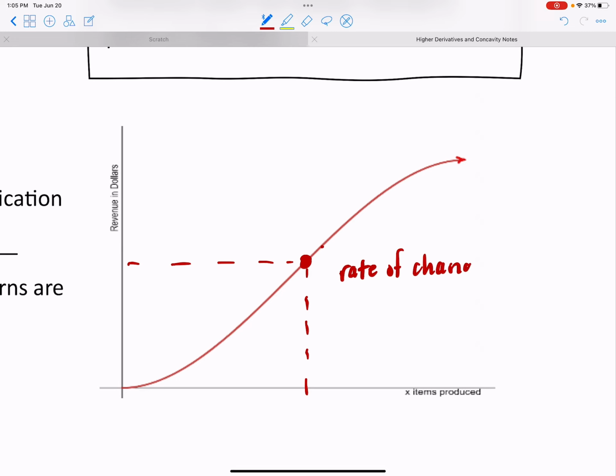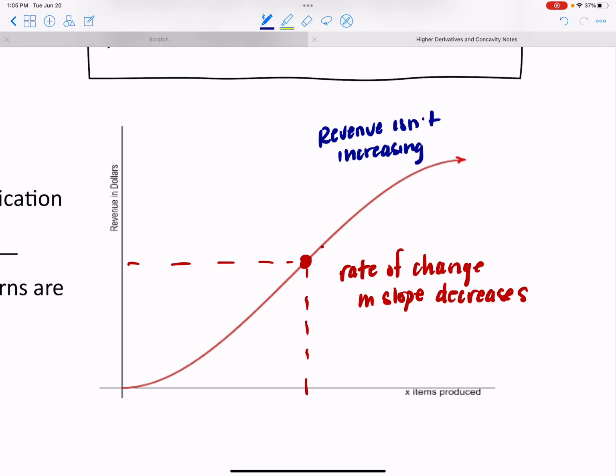change in slope decreases. That's the second derivative. Okay, the rate, or in terms of the revenue, isn't increasing as quickly, or the increase in revenue actually slows. Let's say it that way. The increase in revenue slows. So the increase in revenue decreases.